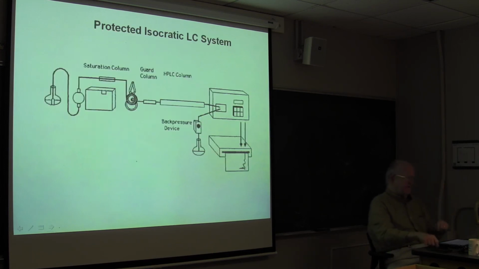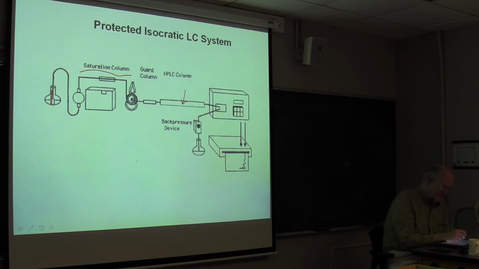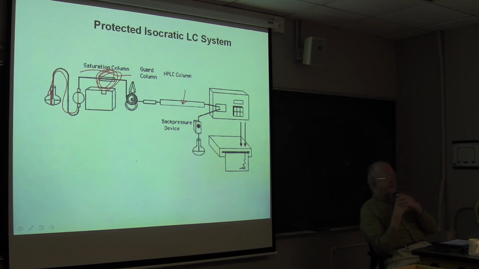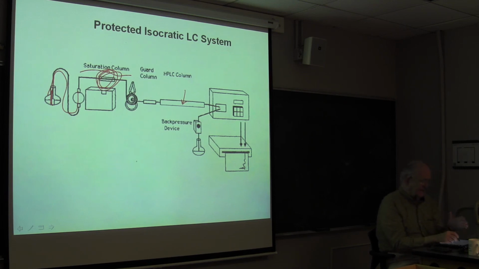Okay, we'll go back to the isocratic system. We're going to make it a little more complicated. These columns don't last forever because you may be using an aggressive mobile phase. So sometimes what's done is to put in what's called a saturator column, or you could call it a sacrificial column. And you let whatever this aggressive eluent is rot this column, saturate the mobile phase with whatever is going to rot off of the column. We'll get into what that is later on. And bring the mobile phase to equilibrium.